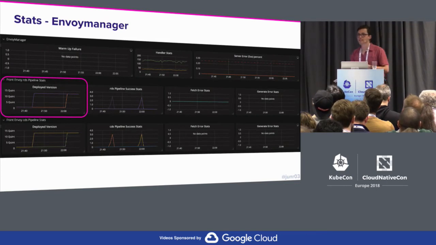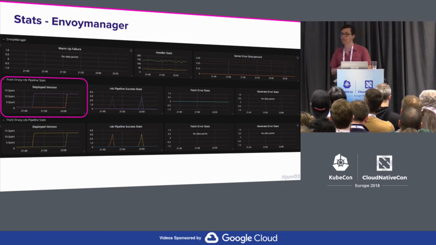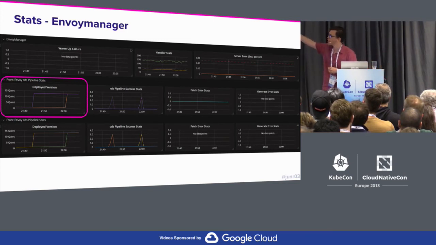And lastly, as a service developer is deploying configuration changes, we provide the same monitoring tools that they're accustomed to in their service deployments. For example, here we have a Grafana dashboard for Envoy Manager, where when new configuration changes are being deployed, you can see the version shifting from the old version to the new version, and you can see as any problems arise in the deployment.